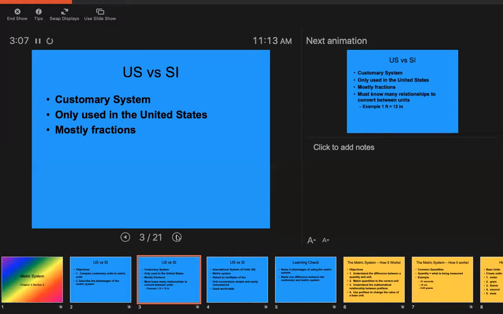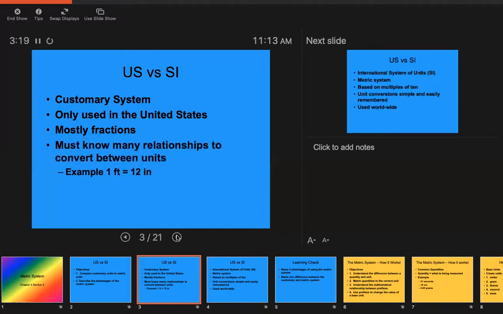Another thing about the customary system: not only do we have to be able to use fractions, we also have to memorize multiple relationships. How many inches are in a foot? Anybody? All right, so 12 inches are in a foot. How many feet are in a mile? Does anybody know that one? If we're not on task, I'm angry about it. Just going to throw that out. How many feet are in a mile? 5,200 and something feet are in a mile.